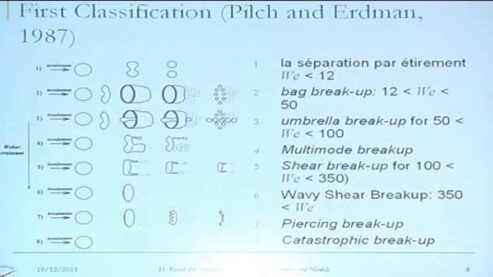And when the Weber number is increased, and these values can be discussed, but the hierarchy is okay, between 12 and 50 you can have a bag breakup. Between 50 and 100, you have umbrella breakup, which means that here you have a stamen inside the bag. And when you go further, between 100 and 350, you have shear breakup.